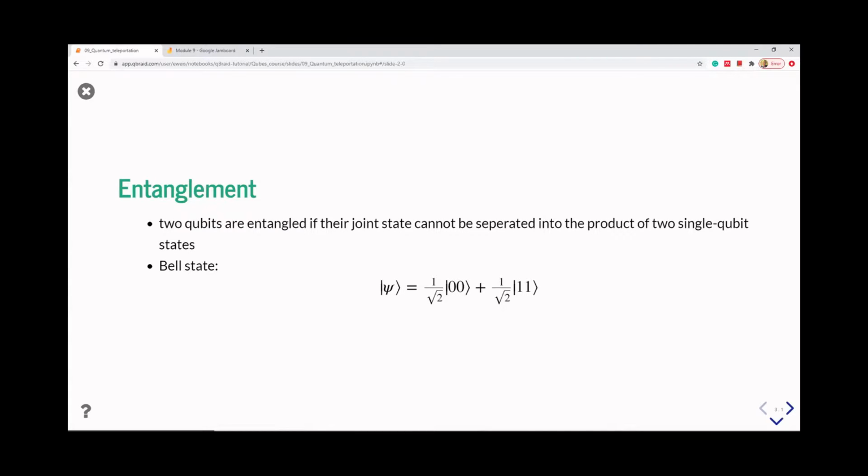And so the key to how this process works is the entanglement of two qubits. What we can do is set up two qubits in a bell state, and there are 4 bell states, but this is sort of the easiest one to think about. We have an equal superposition of the state 00 and 11. So this is a bell state.